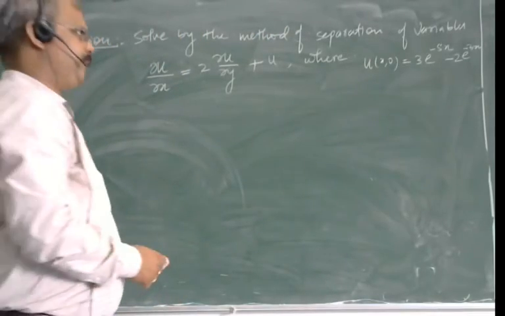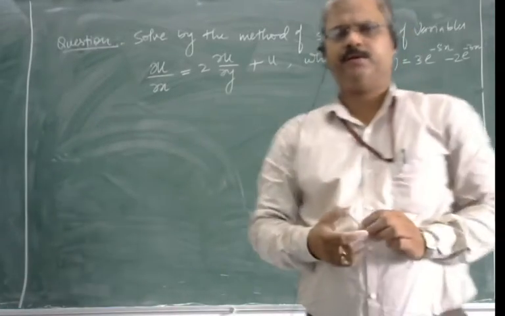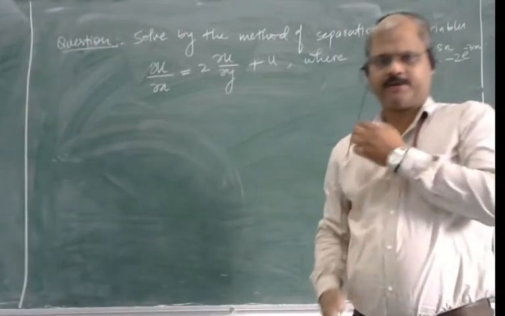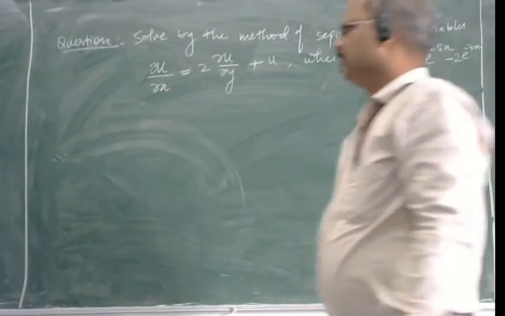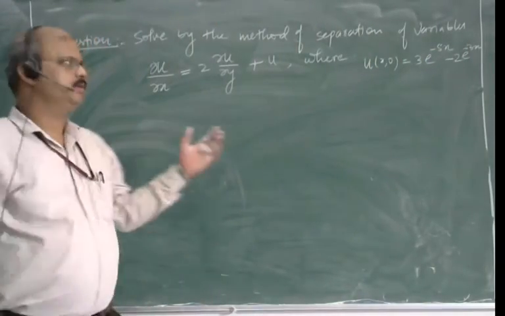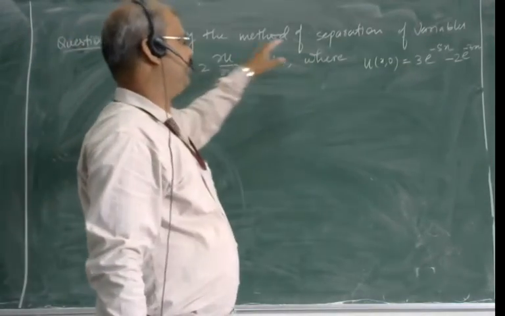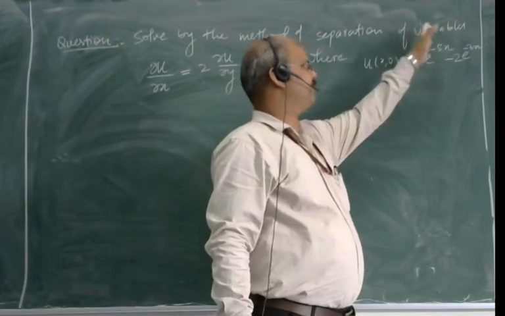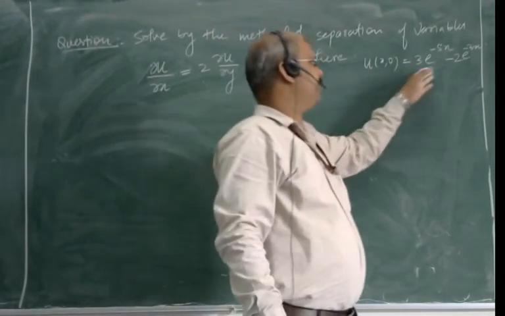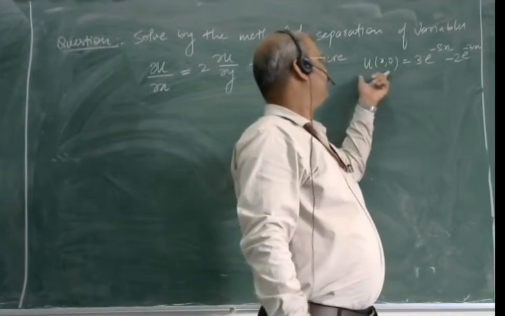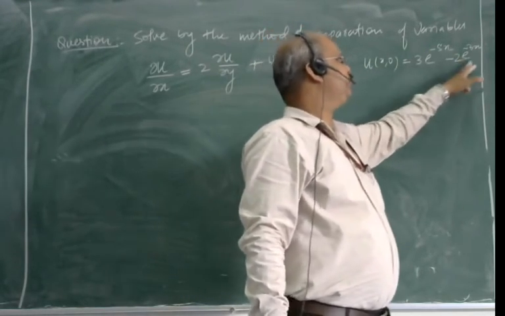Students, in the previous video lecture, you have seen how to solve the given problem by the method of separation of variables. In this video, I am going to discuss another type of problem, which is also based upon separation of variables. Because in the previous question only one term was there, e to the power minus 3x.